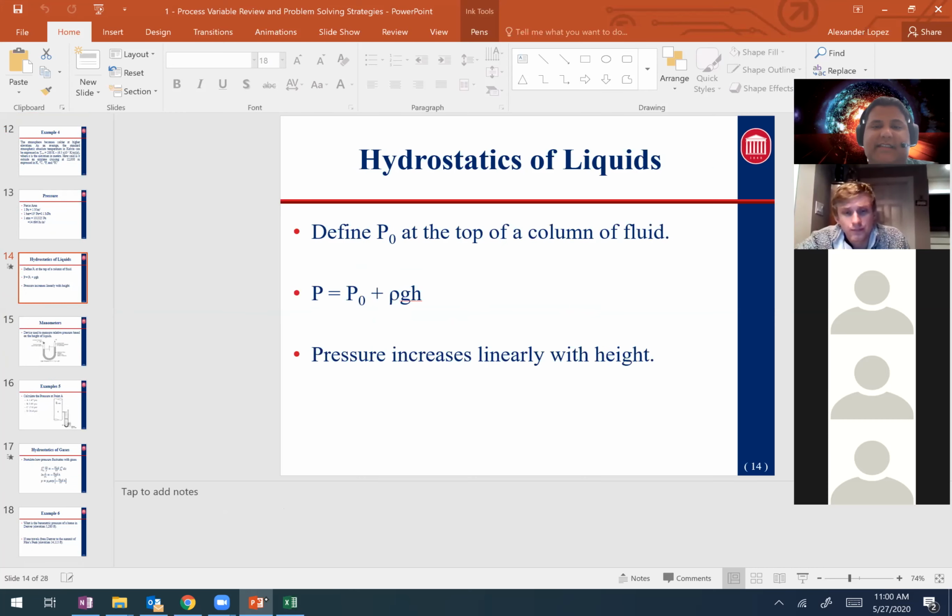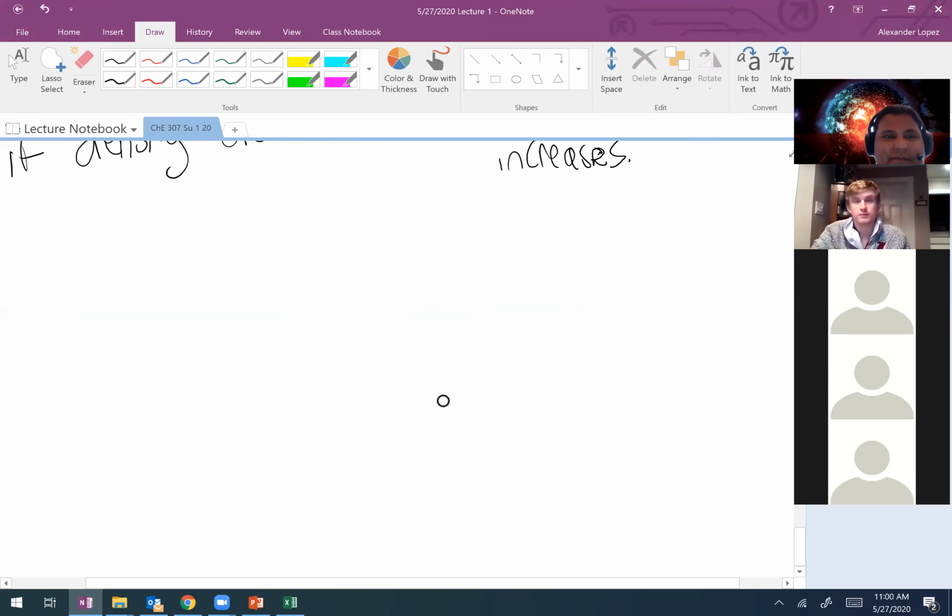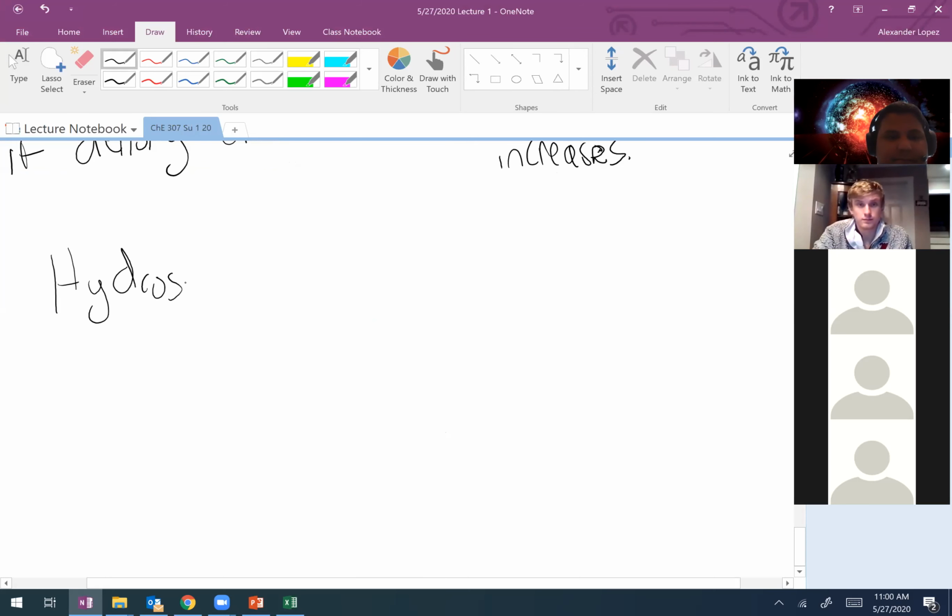One of the concepts discussed in chapter 3 is hydrostatics, which discusses the relative pressure that exists as a function of depth and elevation in liquids and gases. So really quickly, rocketing through hydrostatics, or fluid statics.